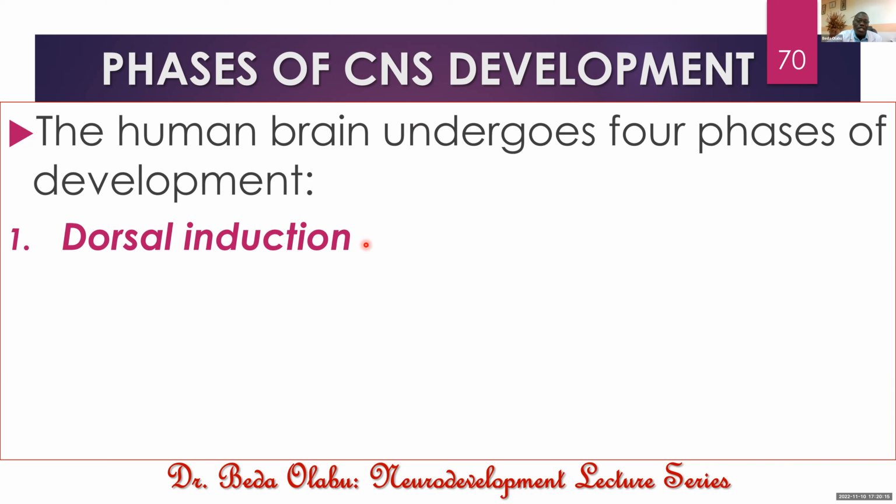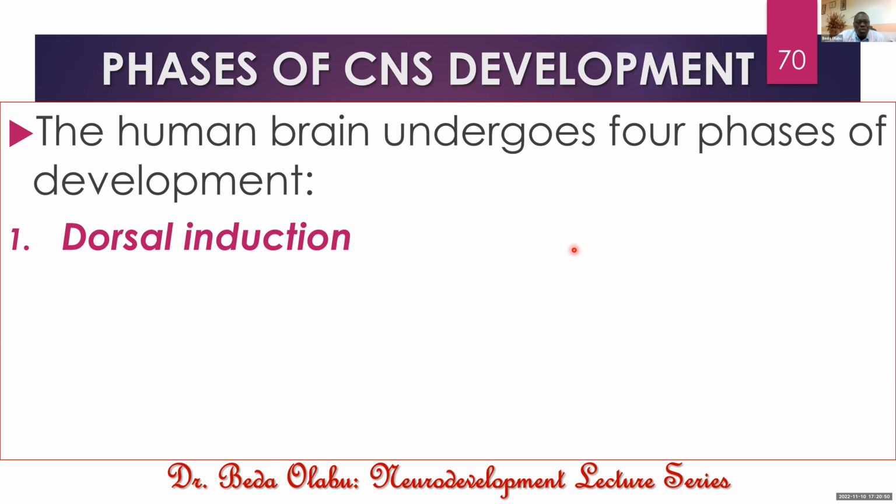The phase of dorsal induction is the phase of neurotube formation, a period of neurulation. Remember, there is primary neurotube from primary neurulation and secondary neurotube from secondary neurulation. Whether the neurotube has been formed from primary or secondary neurulation doesn't matter. Eventually, what we have is a neurotube. So this neurotube is the one that will give rise to the central nervous system.